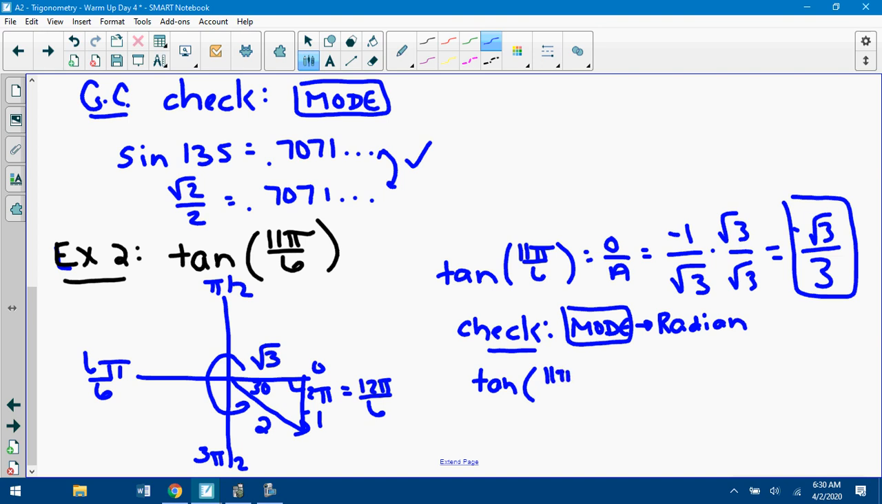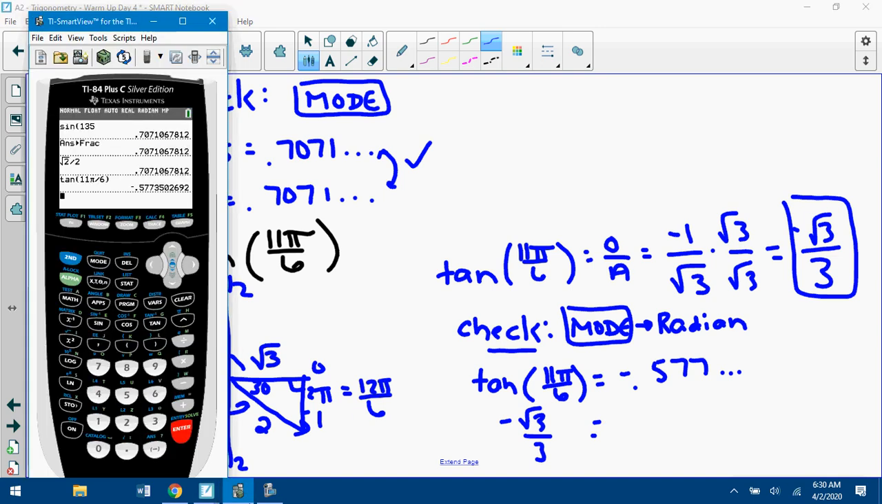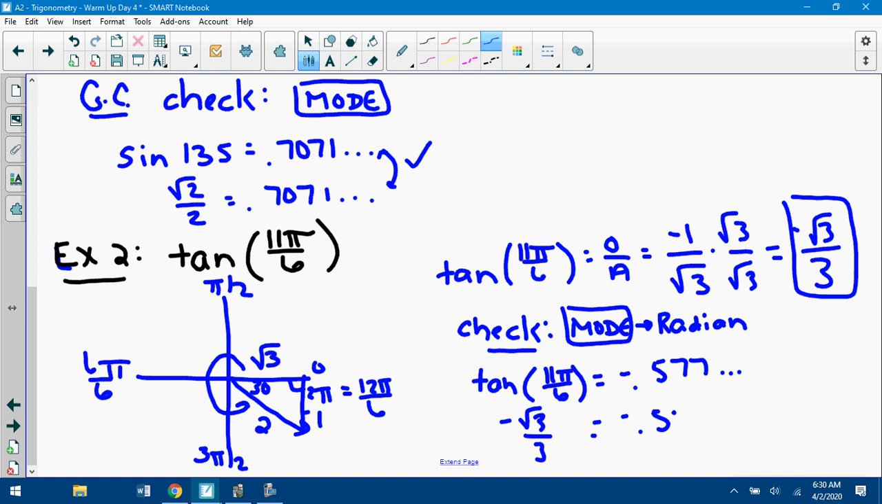So on your homework, you'll show me tangent 11 pi over 6 equals negative 0.577. Then you're going to type in negative radical 3 over 3 and see if that's the same. So negative radical 3 divided by 3. Same big long decimal. Shows you it's negative, so we got that right too. You know you got it right.